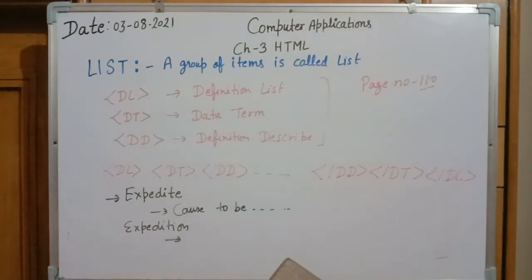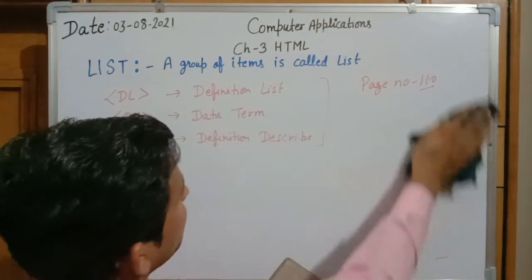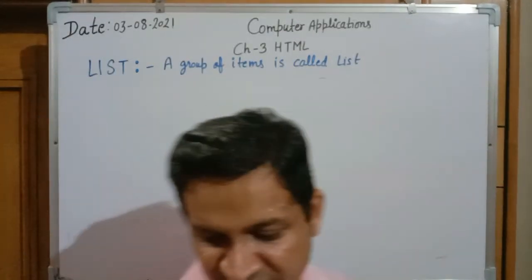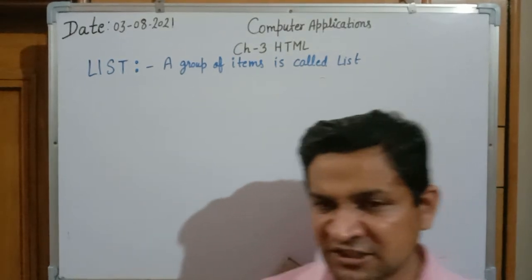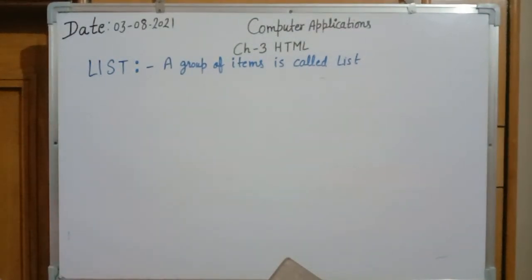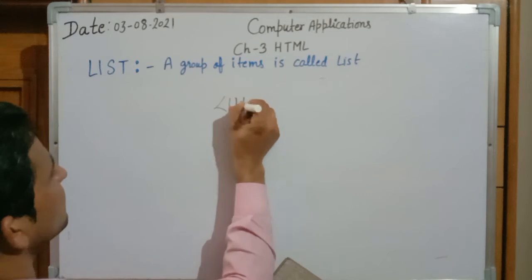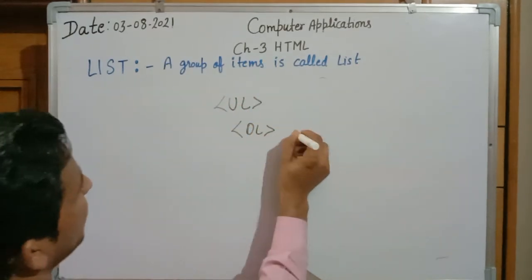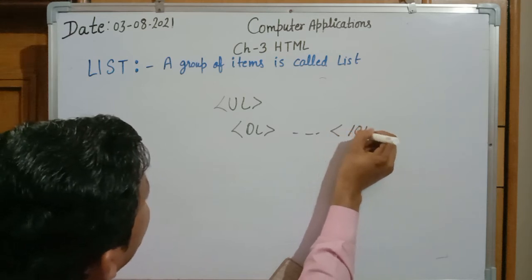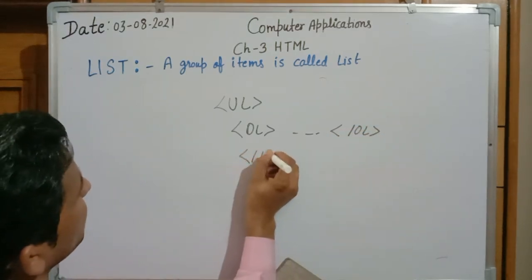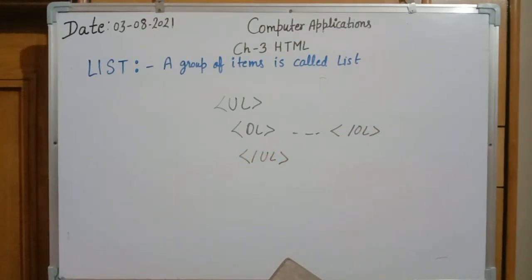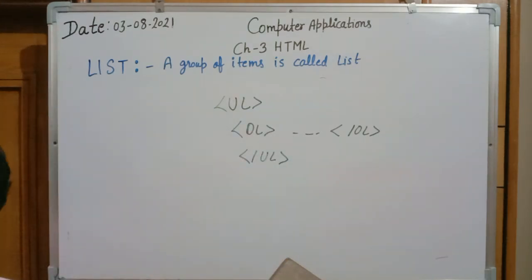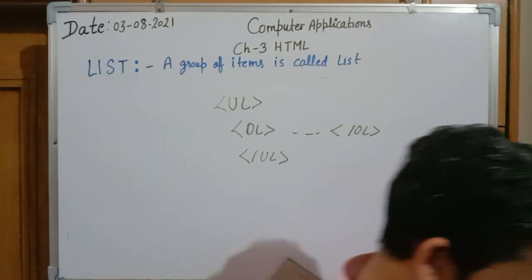Now come to the concept of nesting list. Nesting means a combination of multiple lists. It means an unordered list within an ordered list, or an ordered list within an unordered list. So we can create like UL. In UL we can create an ordered list. Afterward we will complete the ordered list, and then we complete the unordered list. It is the concept of nesting list. A list within a list is known as a nesting list.